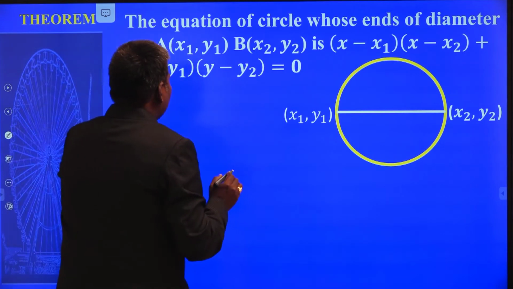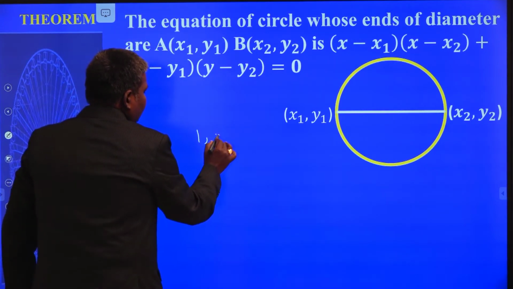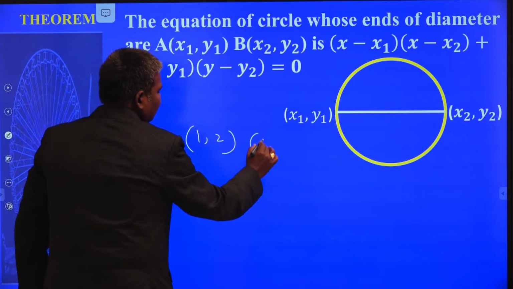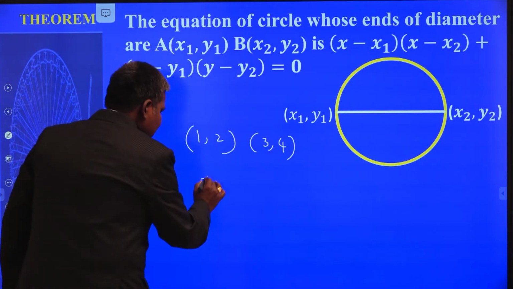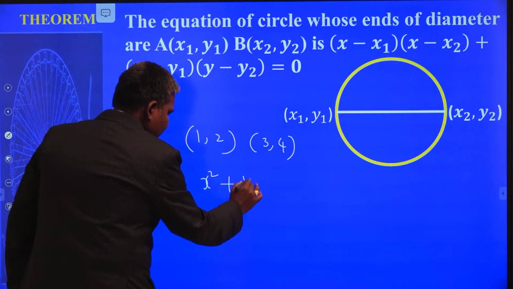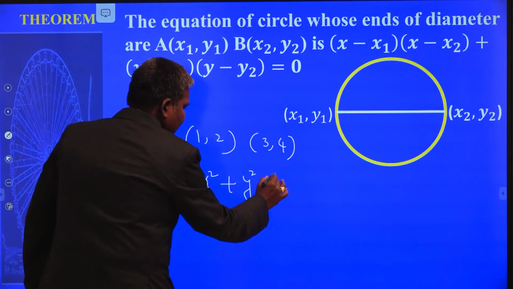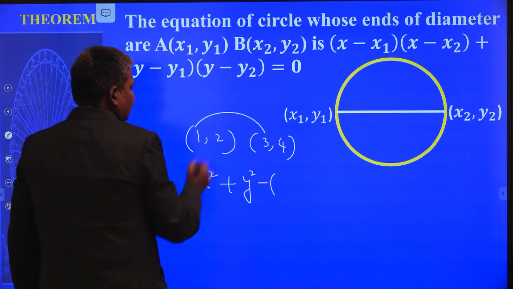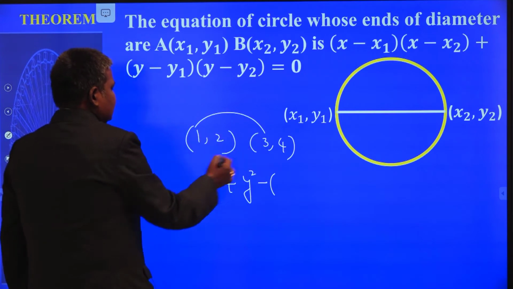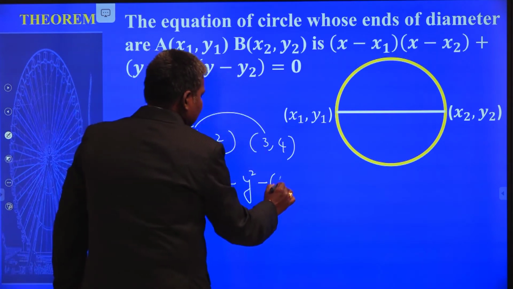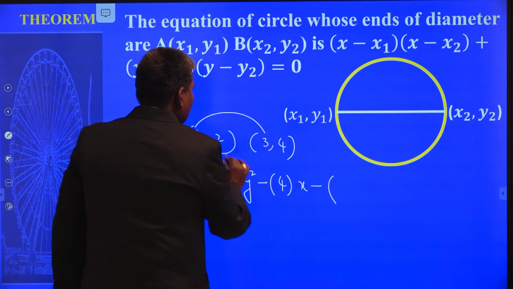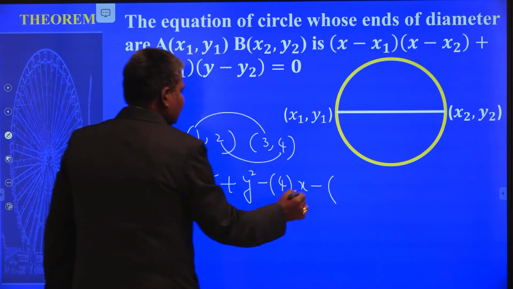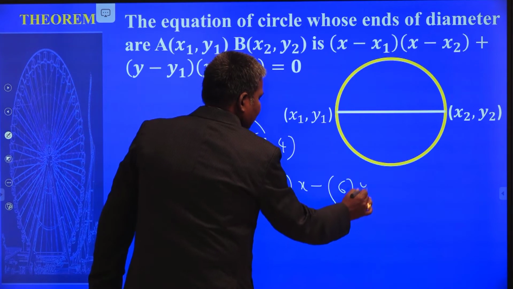How to write this one? Your points are what? 1, 2 and the other one is 3, 4. You first write x square plus y square. Put minus sign. Add x coordinates, that is 1 plus 3, 4 times of x. Put again minus. Add y coordinates, that is 2 plus 4, that is 6 times of y.